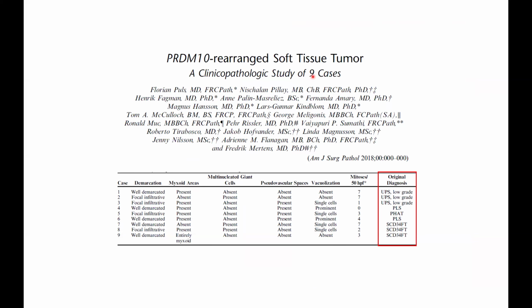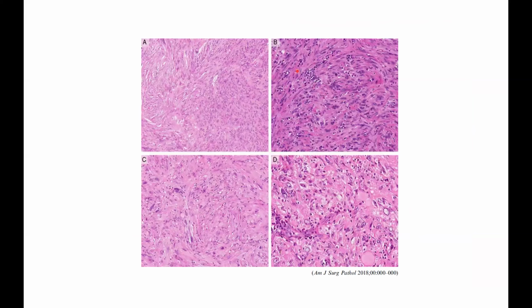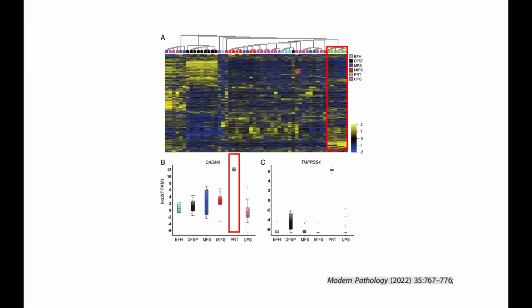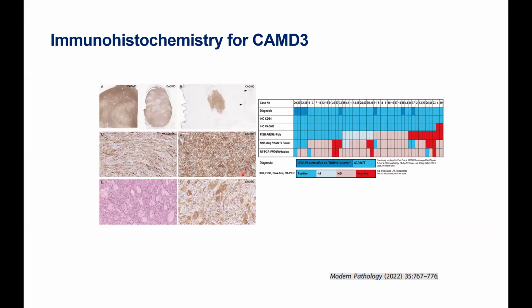They were described as, for example, low-grade UPS, and they show PRDM10 rearrangement, and they look awfully similar. So we now think that PRDM10-rearranged tumors and the superficial CD34 fibroblastic tumor actually belong to the same spectrum. What is interesting is that these tumors show 100% sensitivity for CD34, but CD34 is not a specific marker. But gene expression studies showed that they have a high expression of CADM3, for which we have an immunohistochemistry that actually works very well, with a very high sensitivity and specificity.